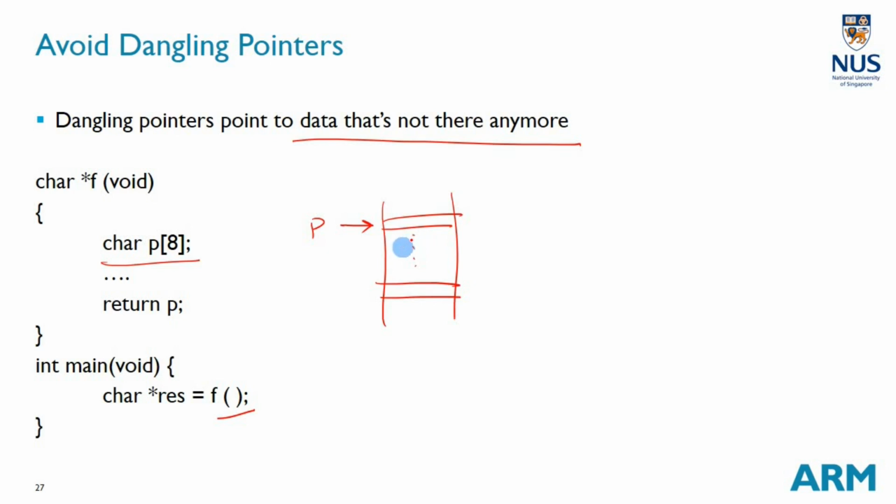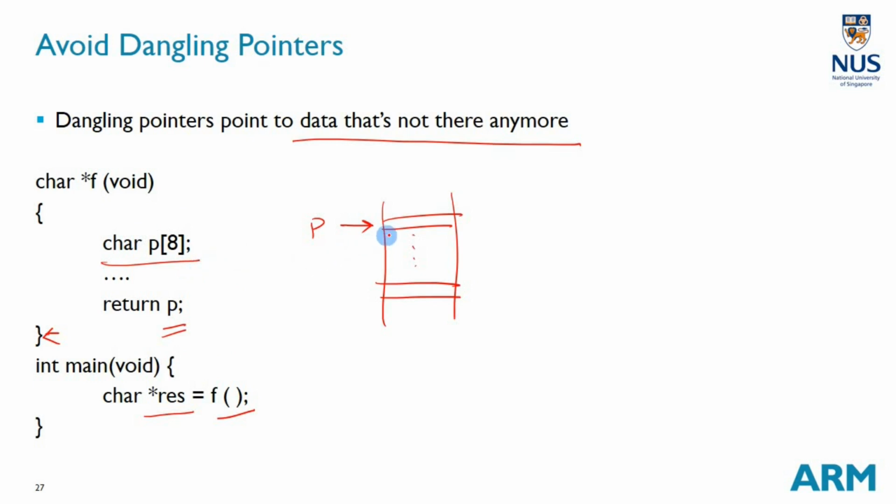Now, p is basically the starting address of the first element in this array. So when I return p, I'm actually returning the address of where this array is starting. And that return address is now pointed to by p. But because p is allocated on the stack, the moment I return from this function, that means the moment I hit this curly brace, this p is considered no longer accessible.